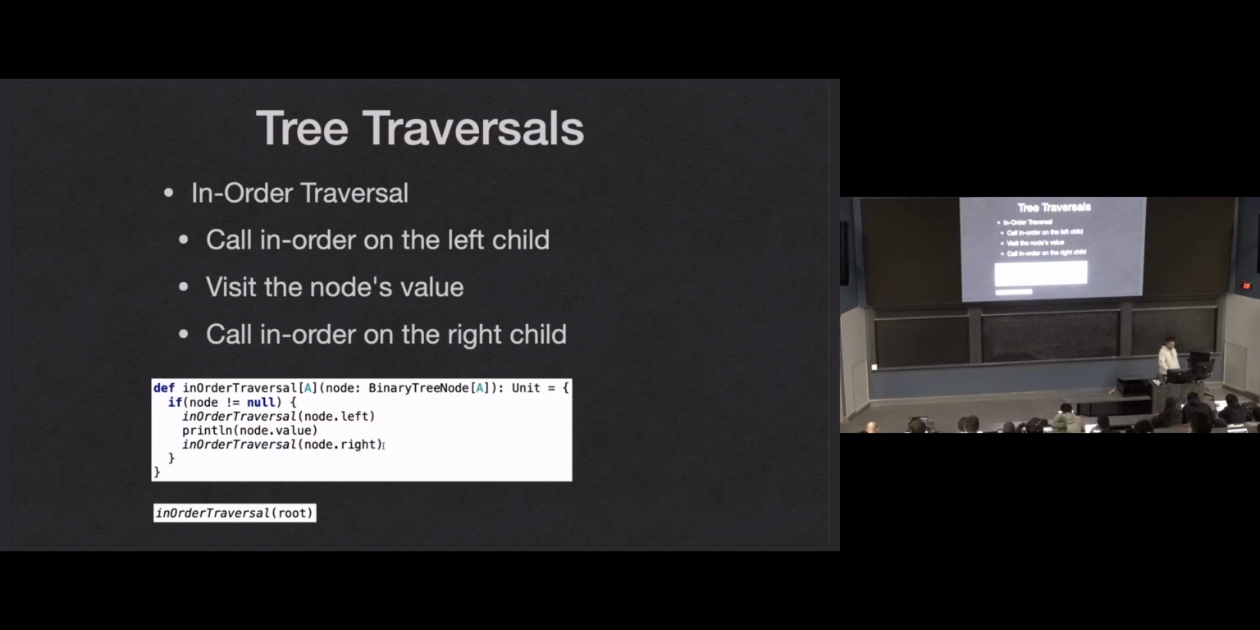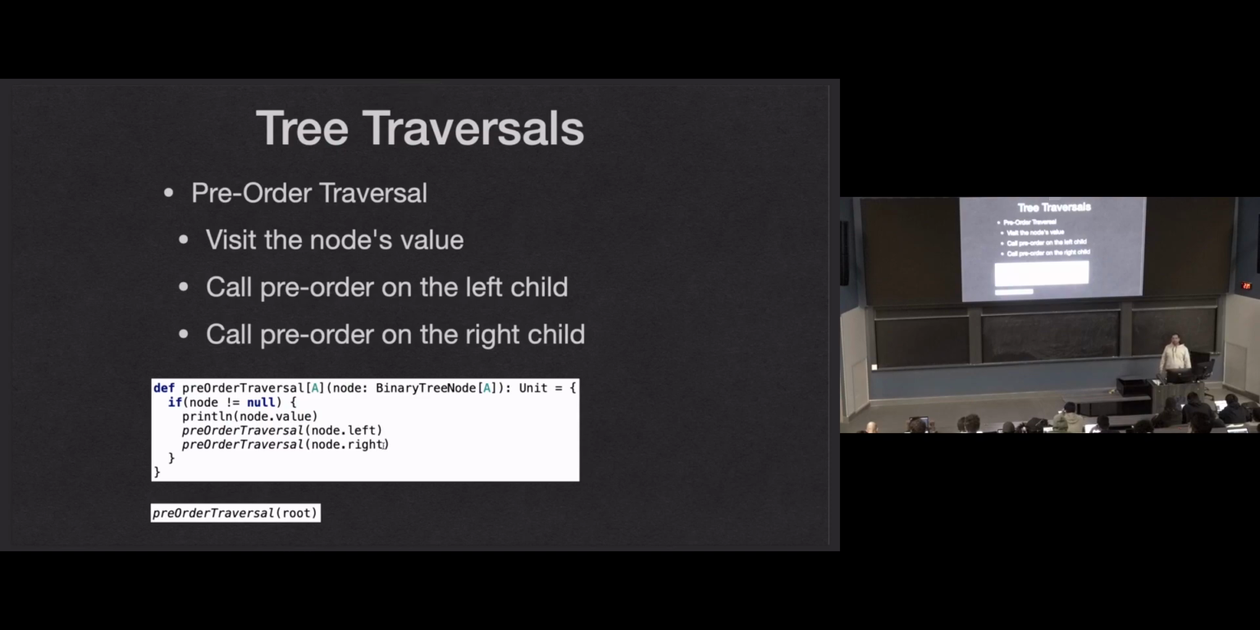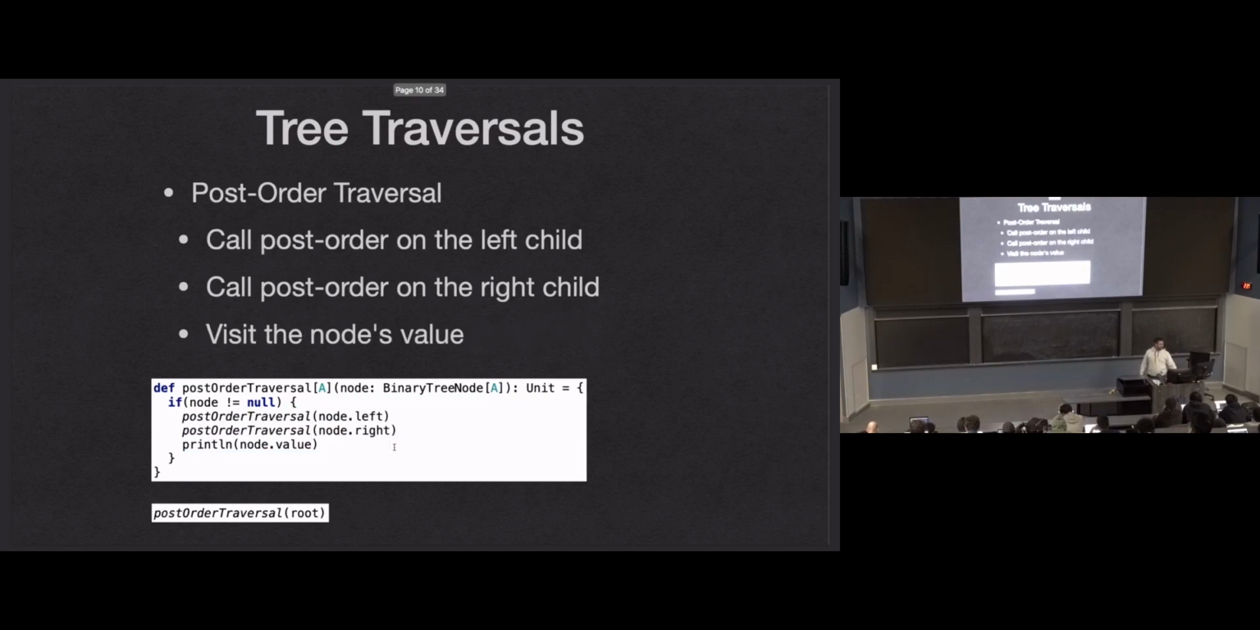Pre-order traversal, it's almost the same code, but we're going to print the node's value first and then make our recursive calls. Post-order traversal, you guessed it. We're going to make our recursive calls and then print the value to the screen.